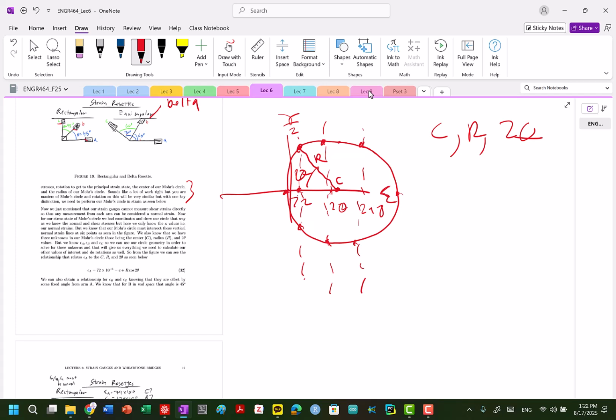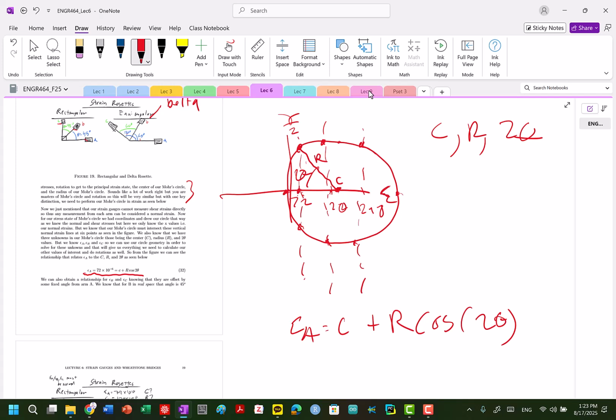So, for example, we know that epsilon A is going to be equal to C plus R times cosine of 2 theta. It's just the projection here. And this could be minus or plus. This will come out in the wash, and it depends on where you're getting reference to, but you'll find that angle.